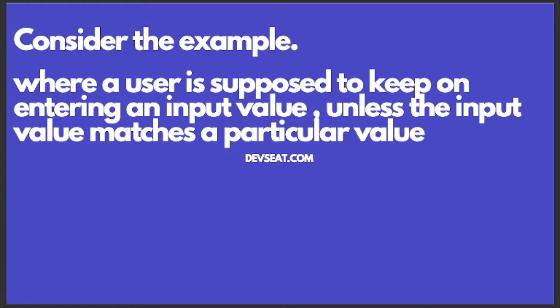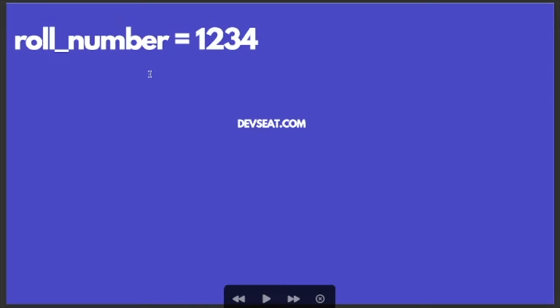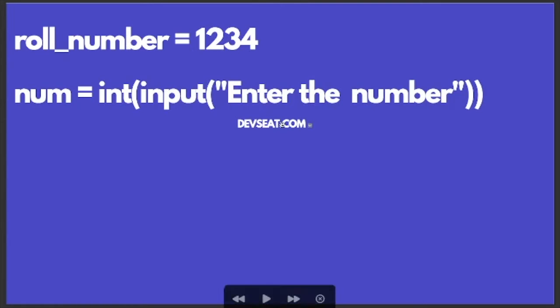So here we don't know when exactly the user enters the correct value. That means this loop is indefinite. Now take this example where we defined a variable called roll number and assigned the value 1234 to the variable roll number. Now we have prompted the user to enter a number. This will prompt a user to enter the number, and that is assigned to number.